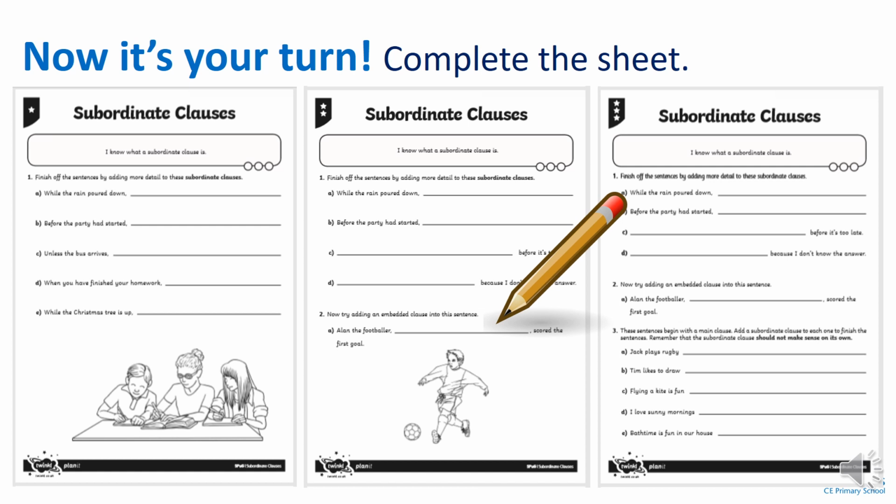Here is your task for the day. There are 3 sheets available to help you practice writing subordinate clauses. You don't have to do all the sheets. You'll see that there are stars allocated to each sheet. 1 star is the easiest sheet and 3 stars is the trickiest sheet. Depending on how confident you are, choose the sheet that you think is the most suitable for you and have a go.